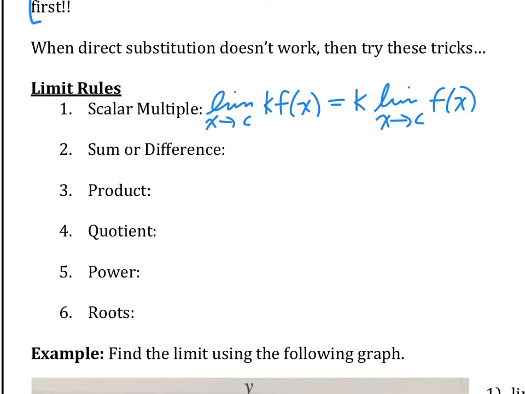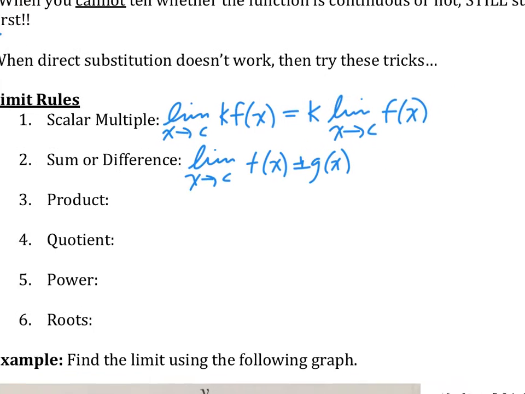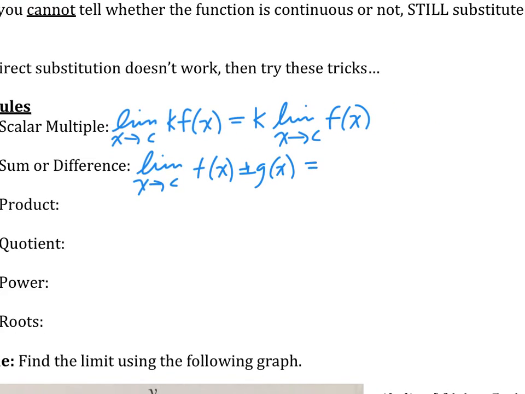The second one is similar. If you have a limit of two functions added together or subtracted, and you cannot really figure out what to do when the two functions are added or subtracted, then you can actually split them into two limits so that it's easier to evaluate.